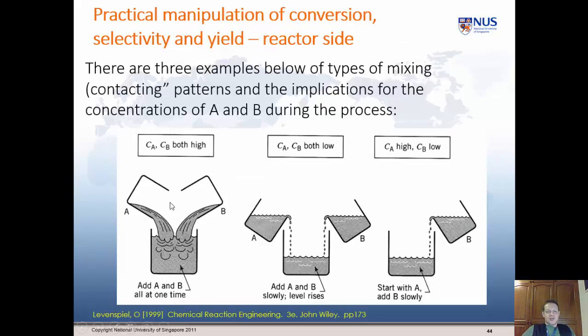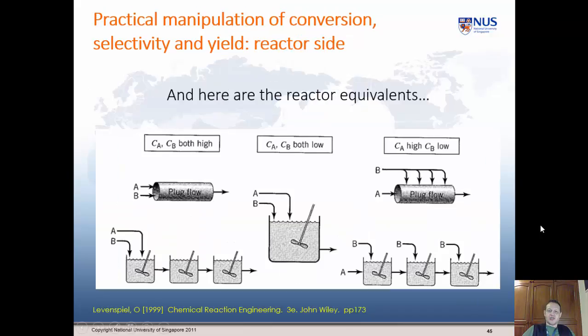Reactors, we'll just do with mixing models because, as you'll see in a moment, we can match reactors to these mixing models. When you just add A and B into a reactor together, the concentrations of A and B are both high. That's one condition that you may or may not want. If you add A and B slowly, but at the same rate, then the concentrations of A and B are both low, but they both stay low. Equally, you can fill up with A and add B slowly, giving high A and low B.